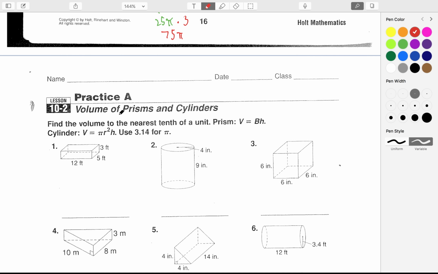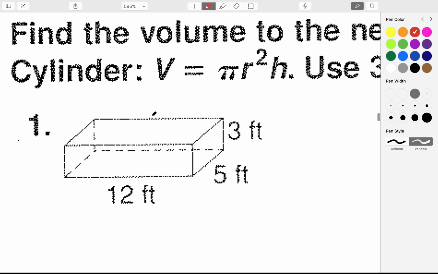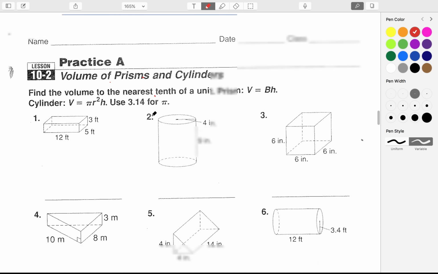All right, let's start on the practice part. So we're going to have to use 3.14 for pi, so we don't want it in terms of pi for our answer. Notice the formula is pi r squared times h for a cylinder. For a prism, the volume equals base times height. So you only have two formulas, but the easiest way to think of this is what I was talking about, find the area of the bottom and then multiply by the height. So that is the base times height formula.